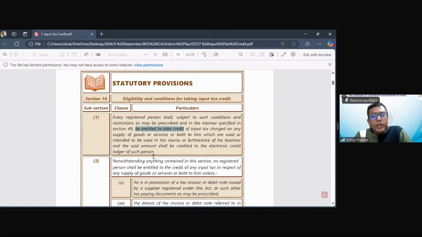So, the moment you satisfy the conditions and restrictions, I allow you to take this credit. And when I allow you to take this credit, it means that this particular amount of credit would be credited to your electronic credit ledger. In other words, taking credit is the process of passing that entry, showing that amount in your electronic credit ledger.